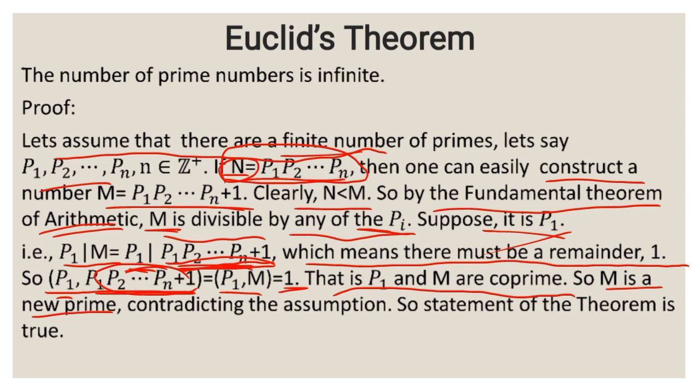Did you see that? But what was the assumption? That there are finitely many primes, that is, a finite number of prime numbers. But we just constructed a new prime number, which is m. So this is a contradiction. So the statement of the theorem is true. That's all to the theorem. So to prove Euclid's theorem, first you need to be able to state it.